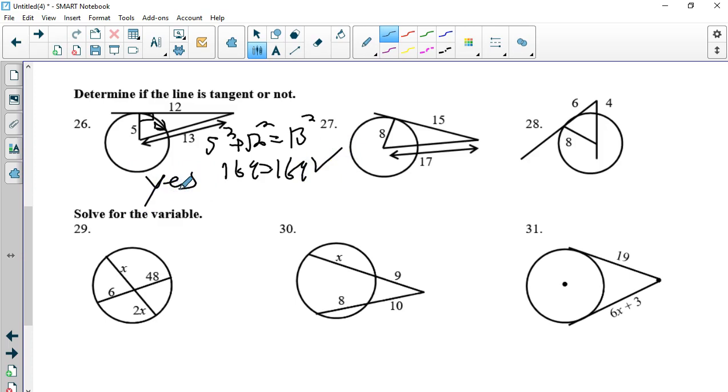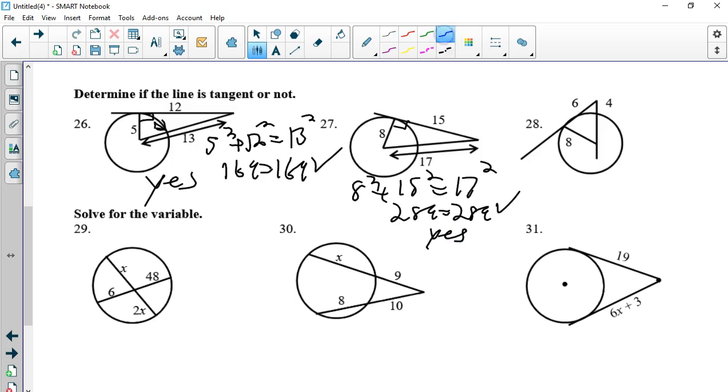Over here, it doesn't look like a right angle, but it's going to be. Because if you know Pythagorean triples, 8, 15, 17 is also a Pythagorean triple because you get 289 equals 289. So that's a yes. Now, 28, I apologize. Also, with printing, something happened. This line right here was kind of inside the circle. It should be running like that, being tangent, and a right angle right there.